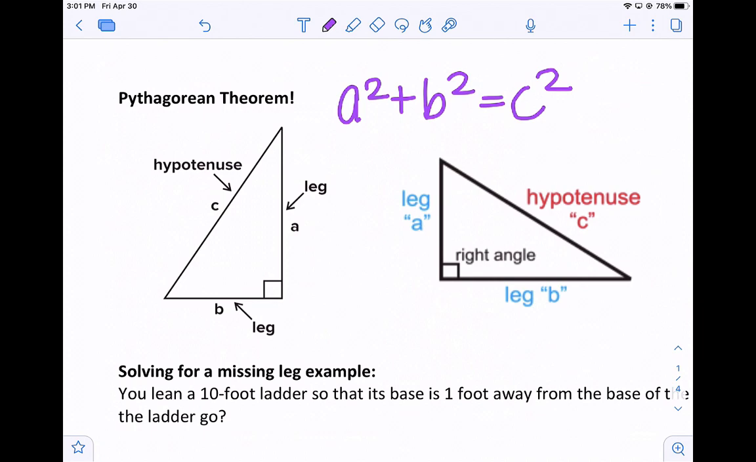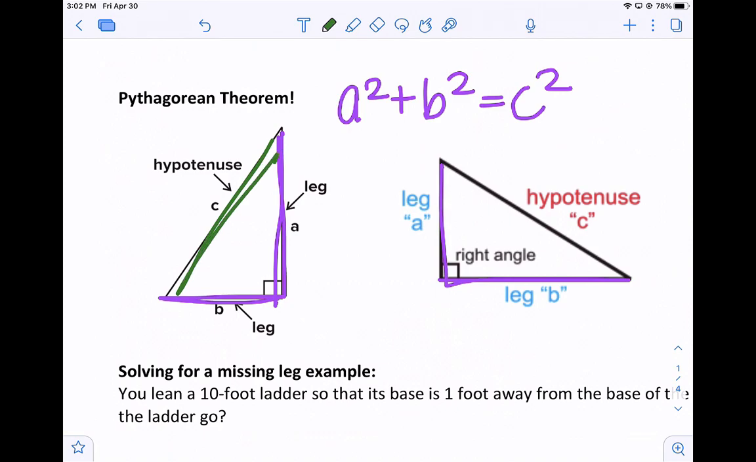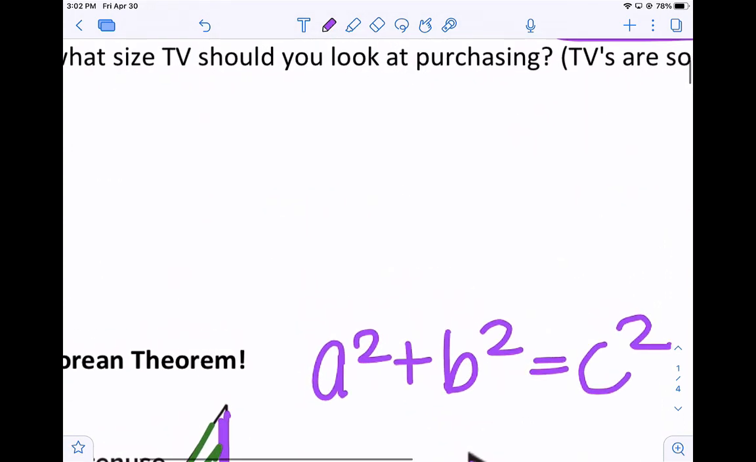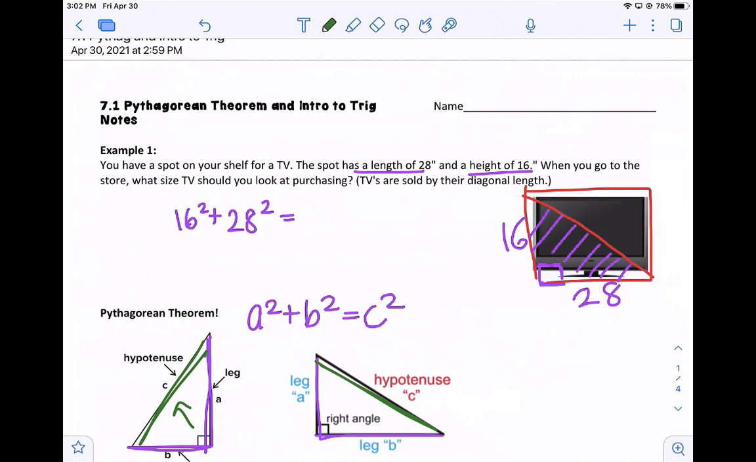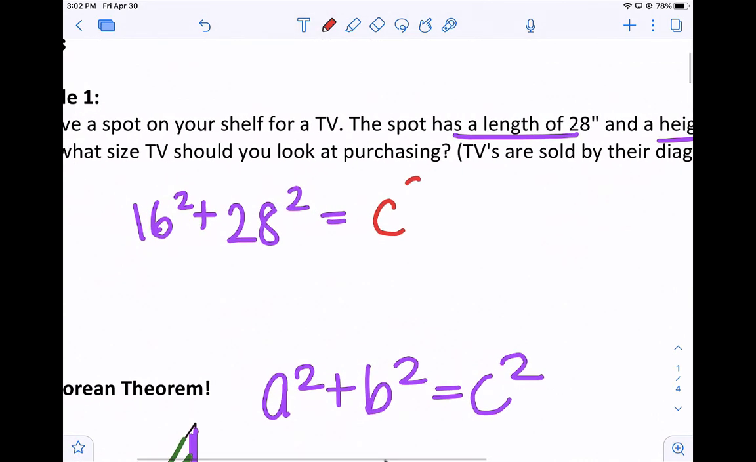The legs are the two shorter sides that are connected to the 90. So one of our legs is A, the other is B. In this triangle, we have A and B as well. So the legs are connected to the 90, and the hypotenuse is the longest side, which is across from the 90-degree angle, and we call that side C. So let's plug in. We have the two legs here, the 16 and the 28. So we have 16 squared plus 28 squared equals, and we want the hypotenuse, the diagonal length, so I'll say C squared. So there's Pythagorean theorem.